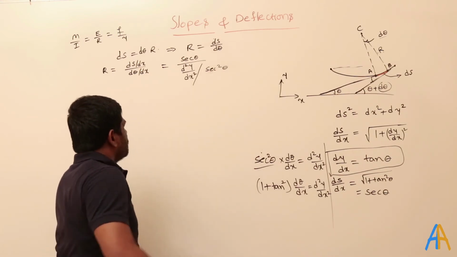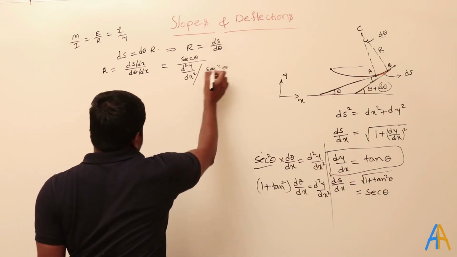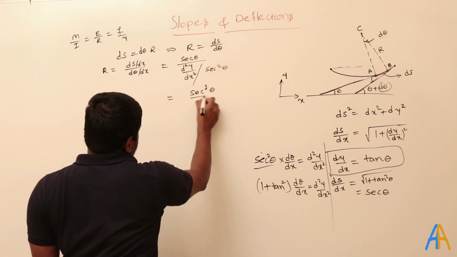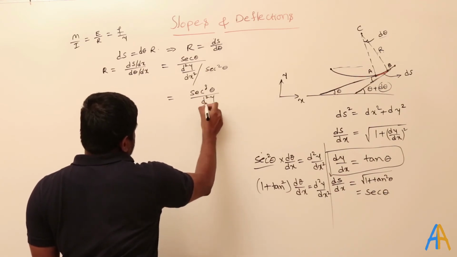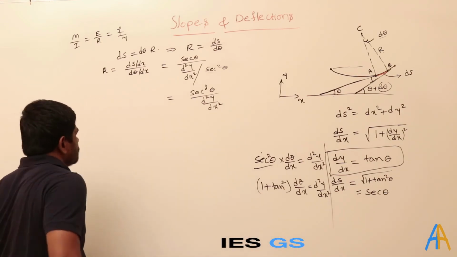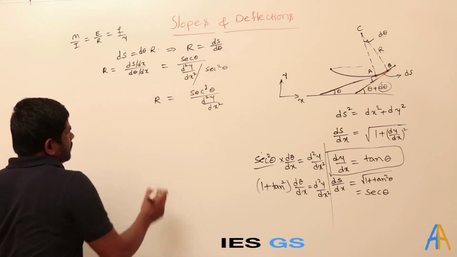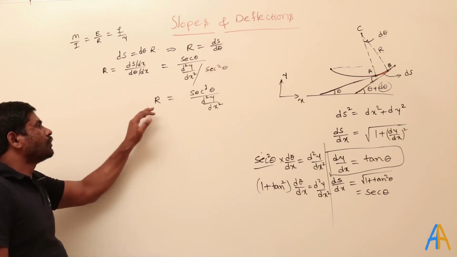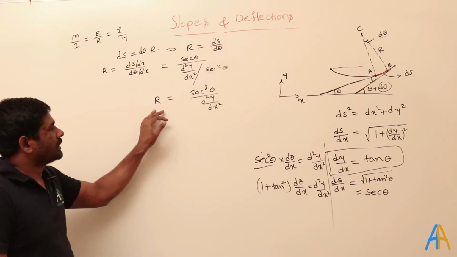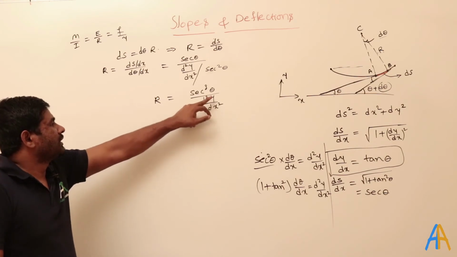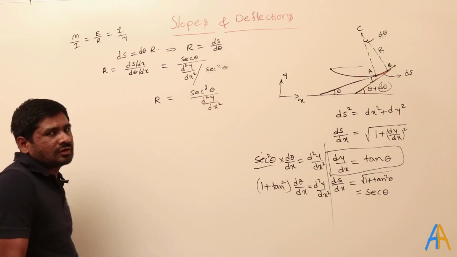Okay, then how much will it become? It will become secant cube theta divided by d square y divided by dx square. For the GATE, you skip this portion and go to the final thing. And here, if you know the r value, then you can find out the relation between y and x by double differentiating.